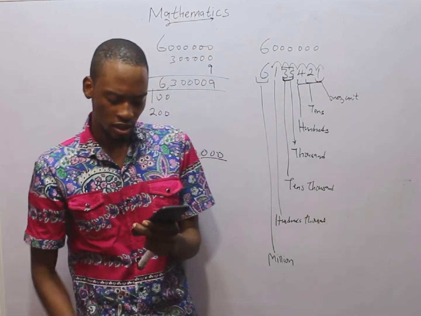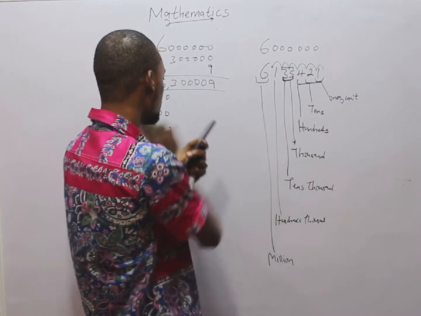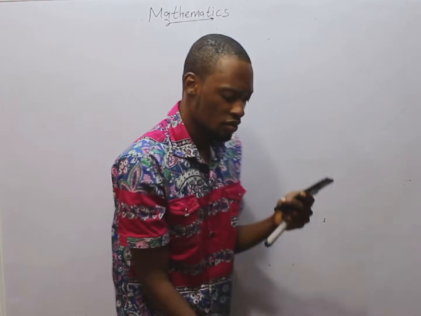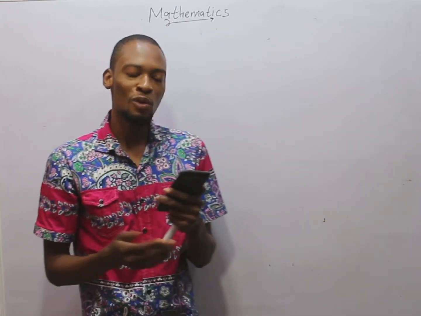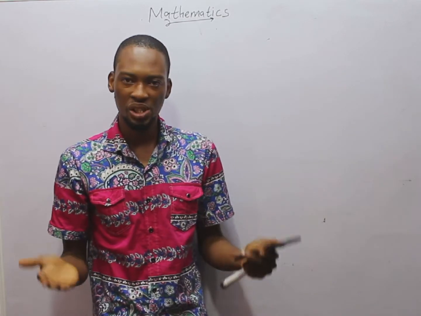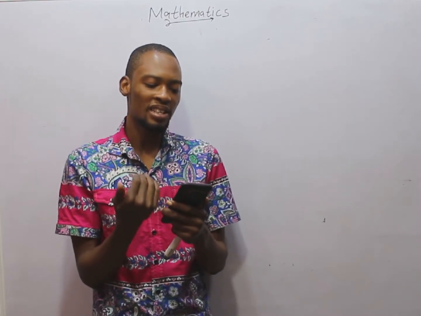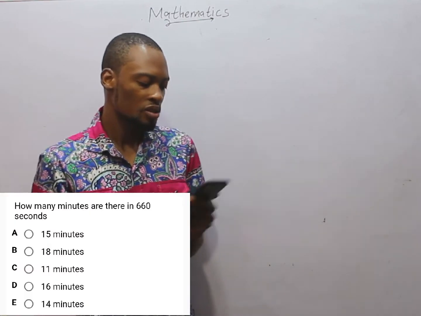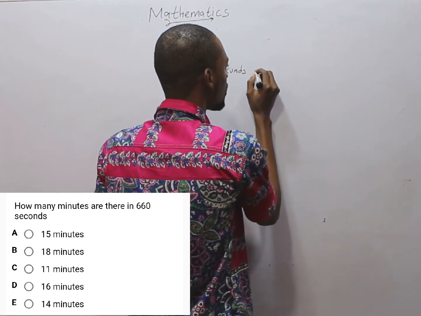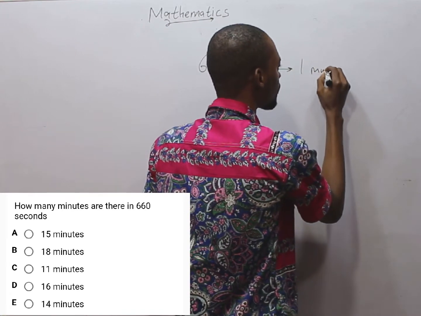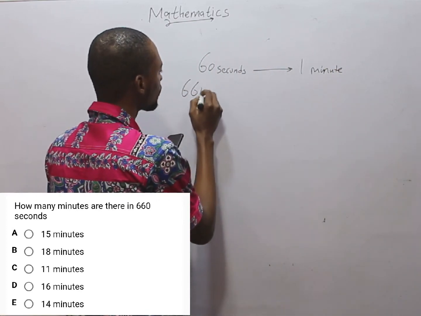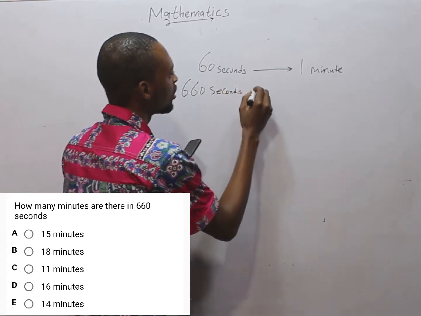And look at this question. It says, how many minutes are there in 660 seconds? How many minutes are there in 660 seconds? Remember, 60 seconds make 1 minute. Then 660 seconds will make how many minutes? So we know that 60 seconds is 1 minute. And we are told that 660 seconds is how many?